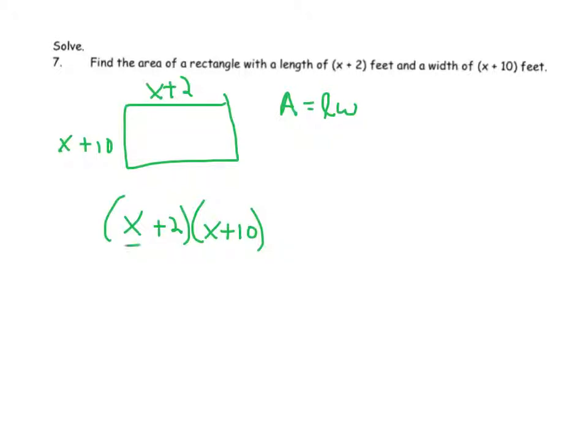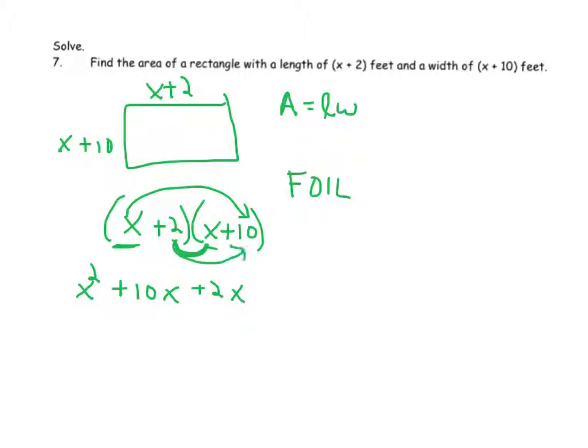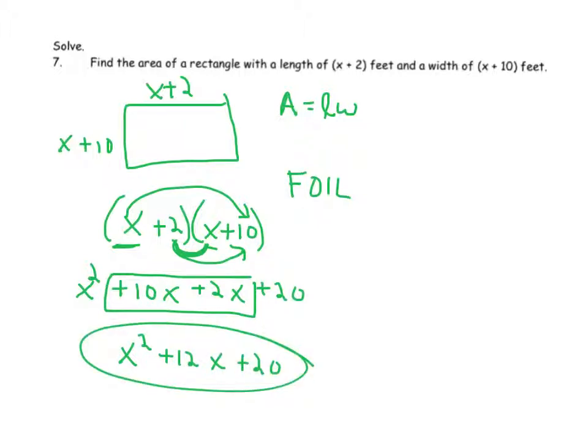So first terms together. So the first two terms are x times x, which is x squared. Then FOIL. O stands for outer. So the outer two terms would be the x times the 10, and that makes 10x. And then the inner two terms would be these two, so plus 2x. And then the last terms would be the 2 times the 10, and 2 times 10 is 20. Now I combine the two terms in the middle, and I would get x squared plus 12x plus 20. And that would be my answer.